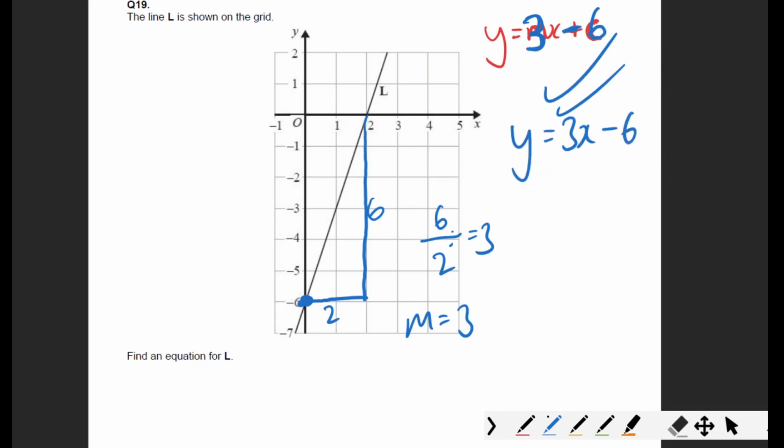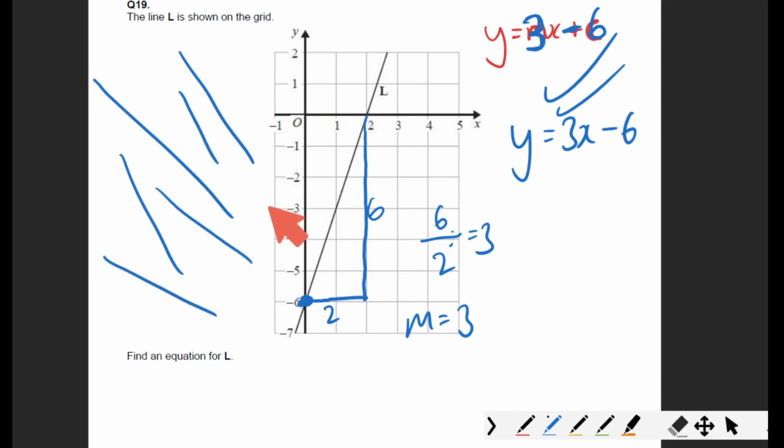Just for you to know, if the line is going that way, any steepness going that way is going to have a negative gradient. So if I had a line, for example, going like that, what I then do is draw a triangle underneath it, any size right angle triangle. That's the rise, that's the run. Rise divided by run, 1 divided by 1 is just 1. But the gradient is not 1, it's actually m is equal to -1 because it's going downhill. If it's going downhill, it's going to have a negative gradient.